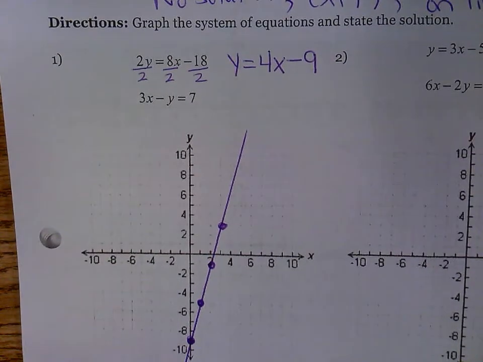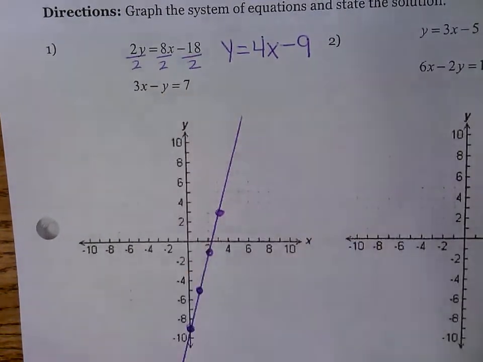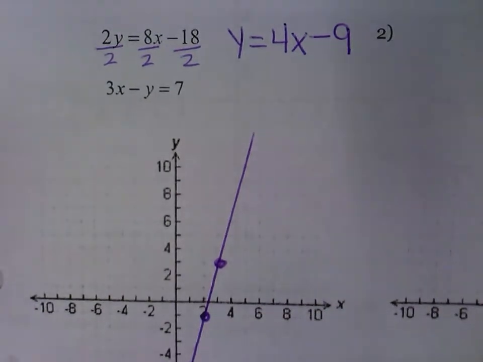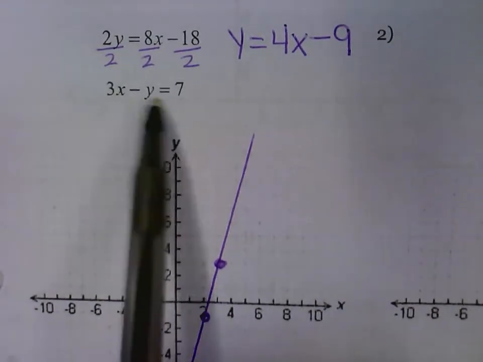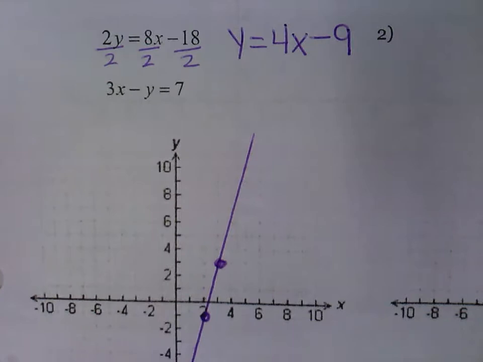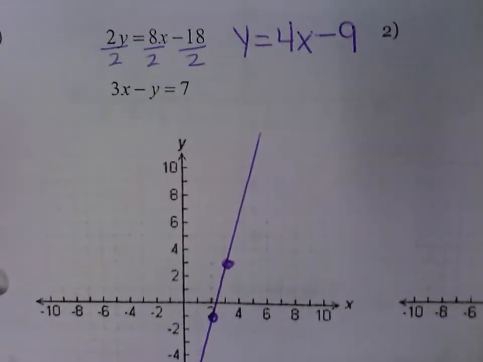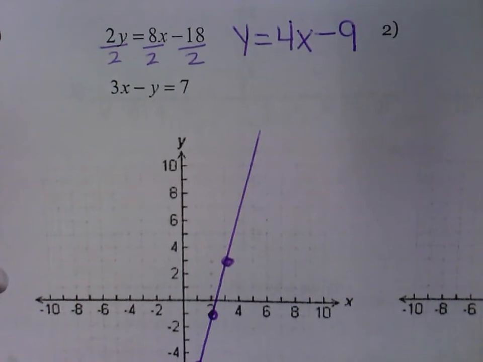I'm going to graph the other line in a different color. All right, so, oh, this is a yucky equation. How can I get y by itself so I can graph this line? Because if I tried to plug in 0, I'm going to get some decimals for my x and y intercepts. I think it's easier to put it in slope-intercept form. What would you do first? How do I get y by itself?